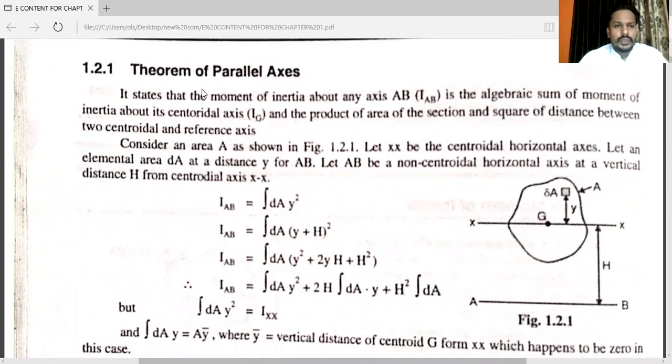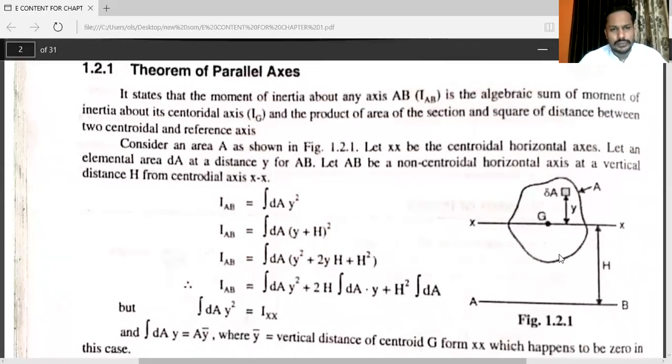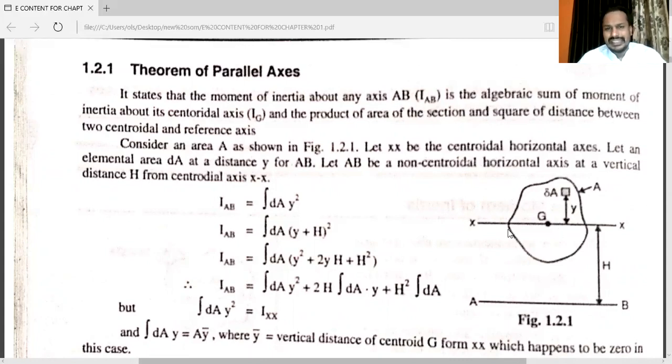Here, in the theorem of parallel axis, you can see this diagram. Already we use parallel axis theorem in the first year. Here, I am just going to revise this point because it is very, very important in the strength of material. See, you can see this diagram.